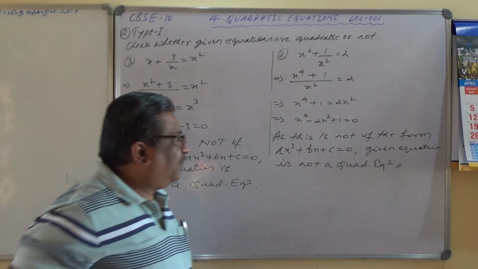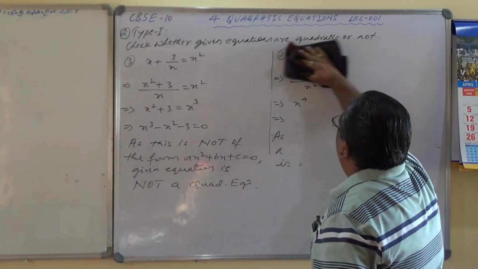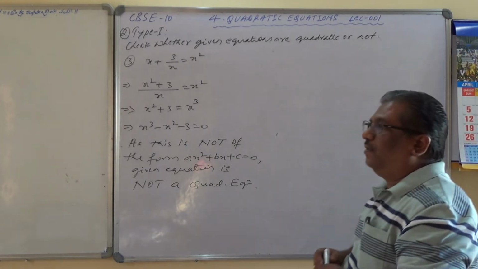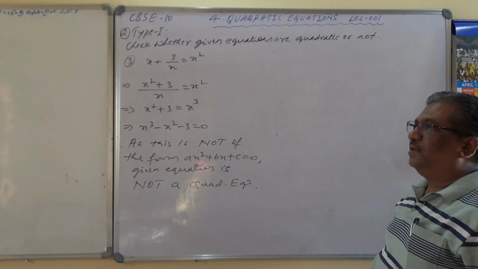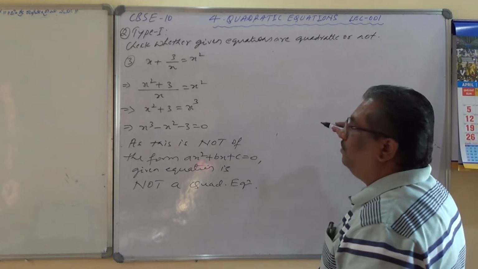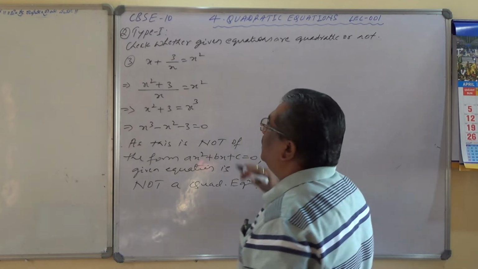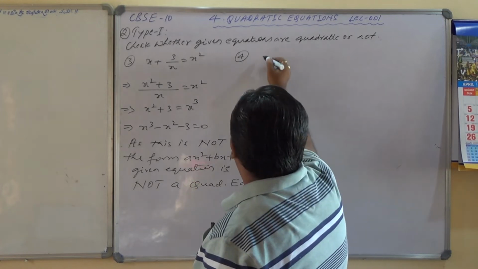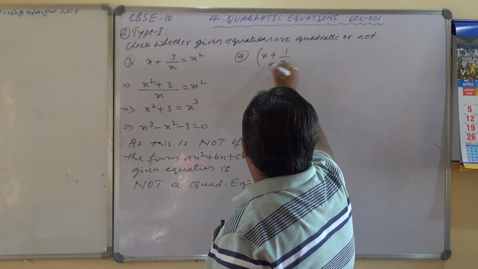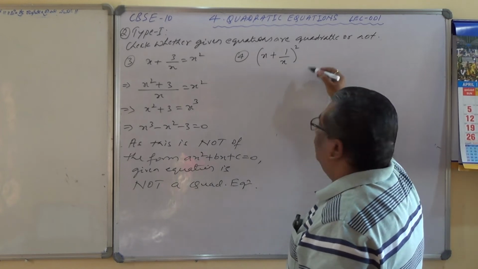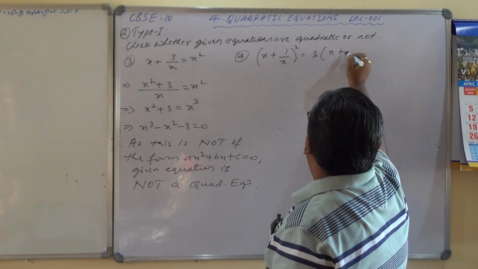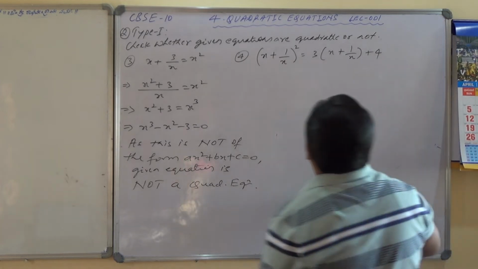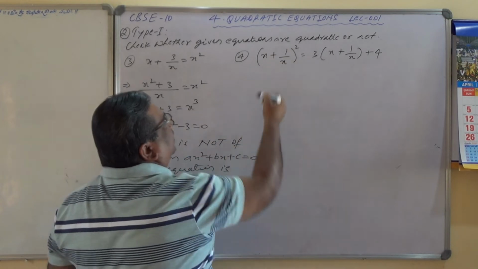There is one more typical example from R.D. Sharma. I am picking it up. Therefore, these are important. See here, the 10th one in the R.D. Sharma exercise that is given, 4th: x plus 1 by x the whole square equals 3 times x plus 1 by x plus 4. So we will have to solve this one. How to solve this one now?